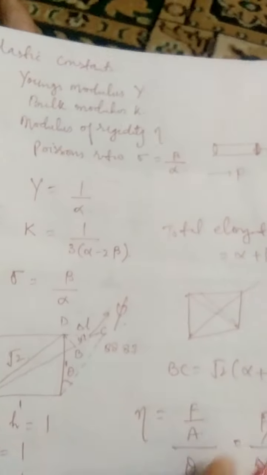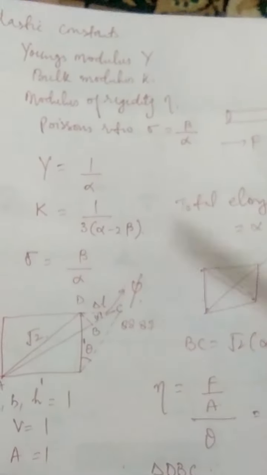So I hope that completes this topic. So that's all. I'm quickly turning the pages once again. Today we have talked about elastic constants once more. The elastic constants are 4: Young's modulus, bulk modulus, modulus of rigidity, and Poisson's ratio.